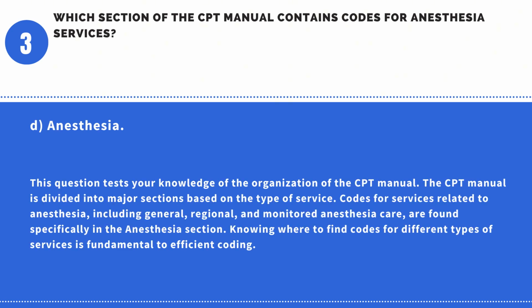Answer: D. Anesthesia. This question tests your knowledge of the organization of the CPT manual. The CPT manual is divided into major sections based on the type of service. Codes for services related to anesthesia, including general, regional, and monitored anesthesia care, are found specifically in the anesthesia section. Knowing where to find codes for different types of services is fundamental to efficient coding.